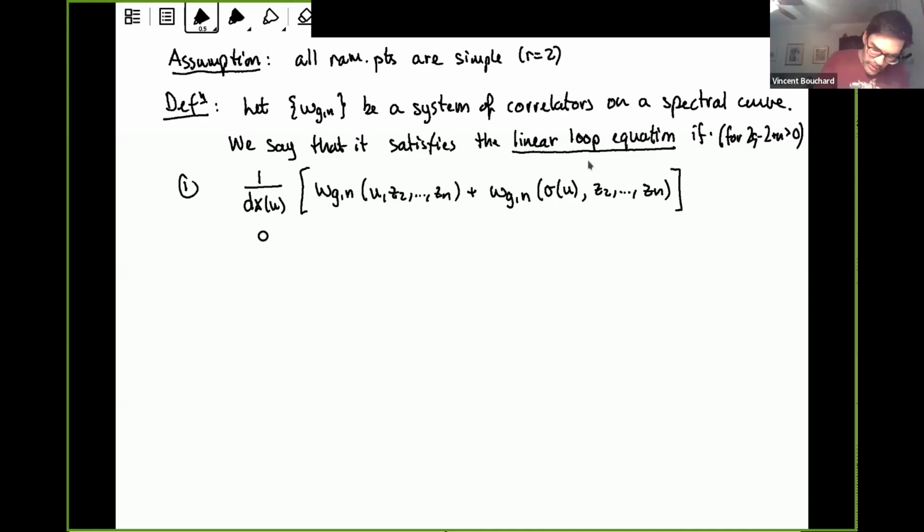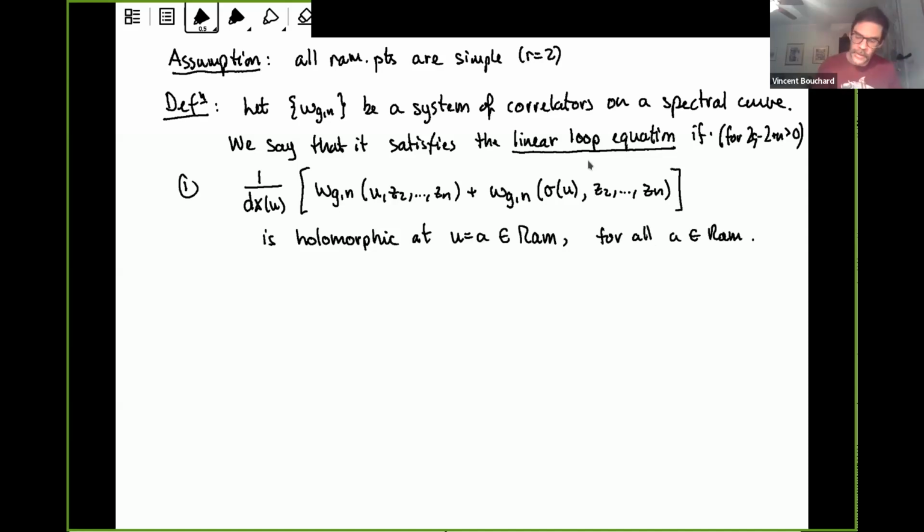And the condition is that this object that I just wrote is holomorphic at u equals a. And this is for all ramification points. So there's one such equation for each ramification point, in other words. And what you're doing here is you're just adding the omega g,n with itself, but with the first variable being u or sigma of u.